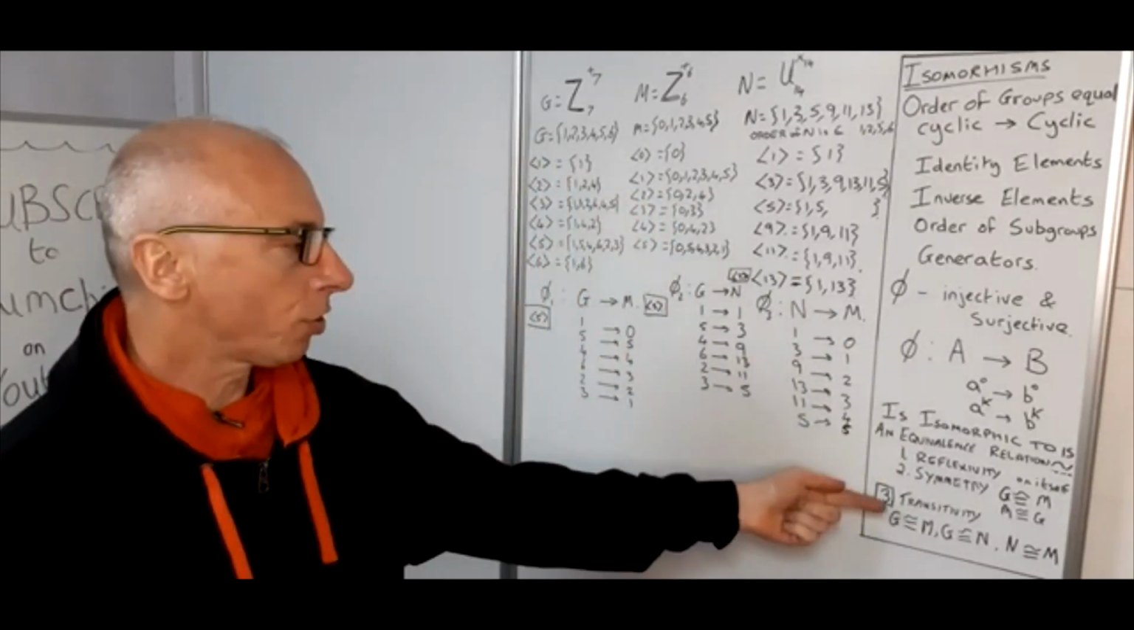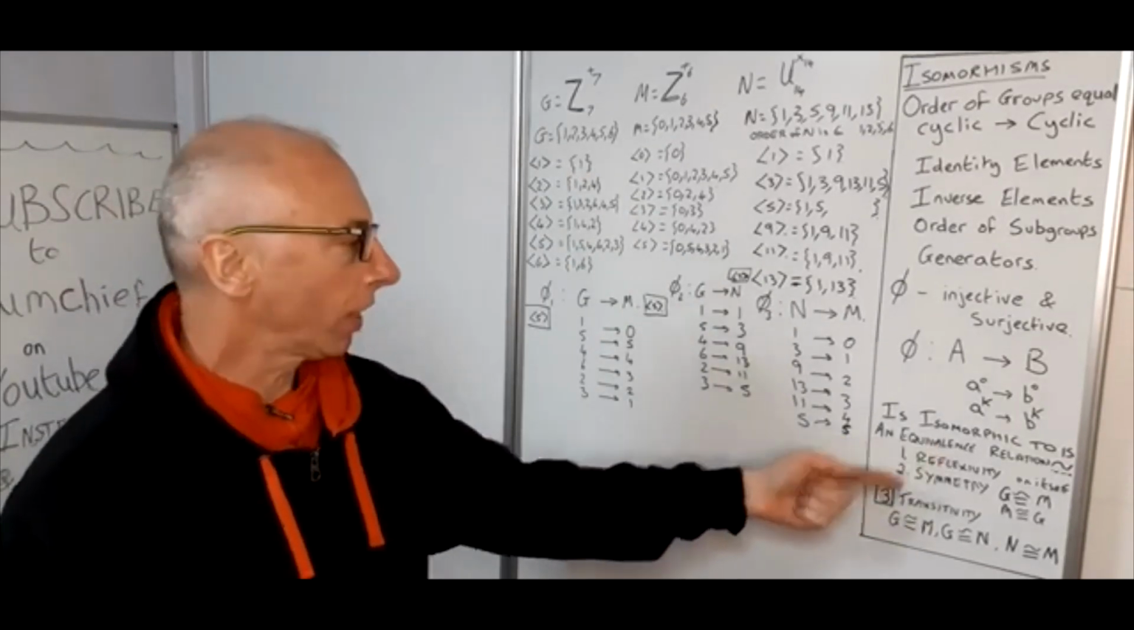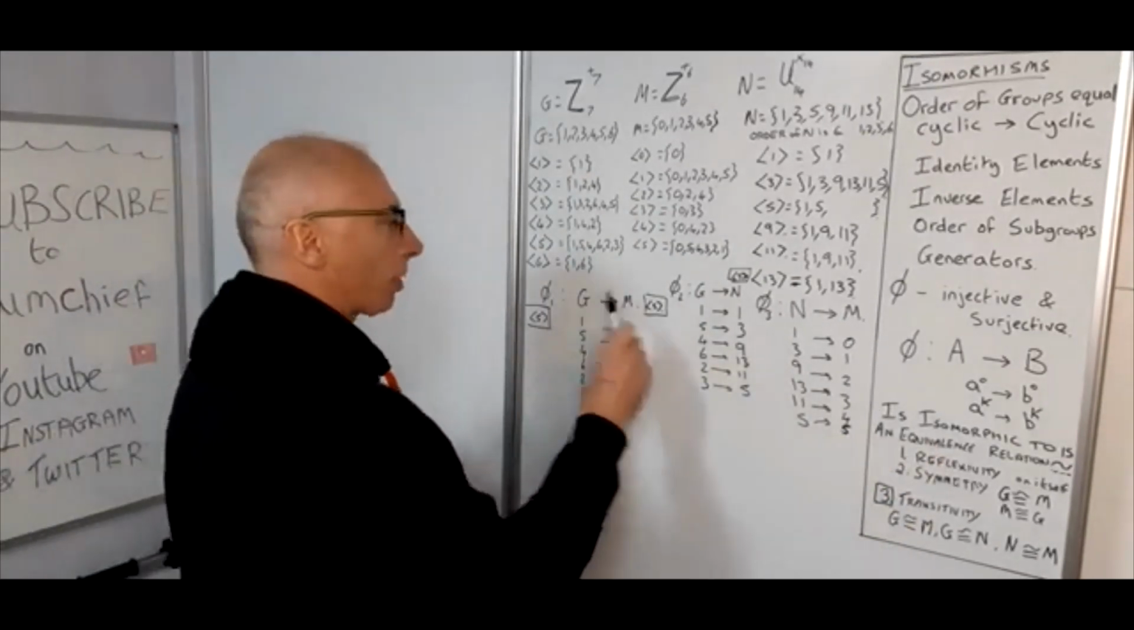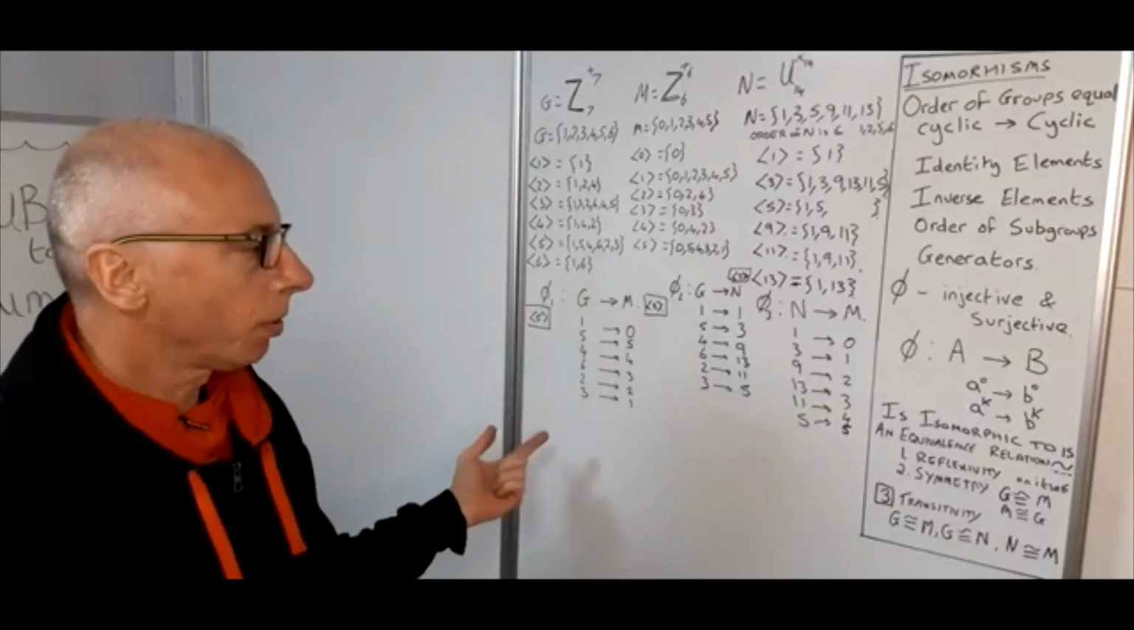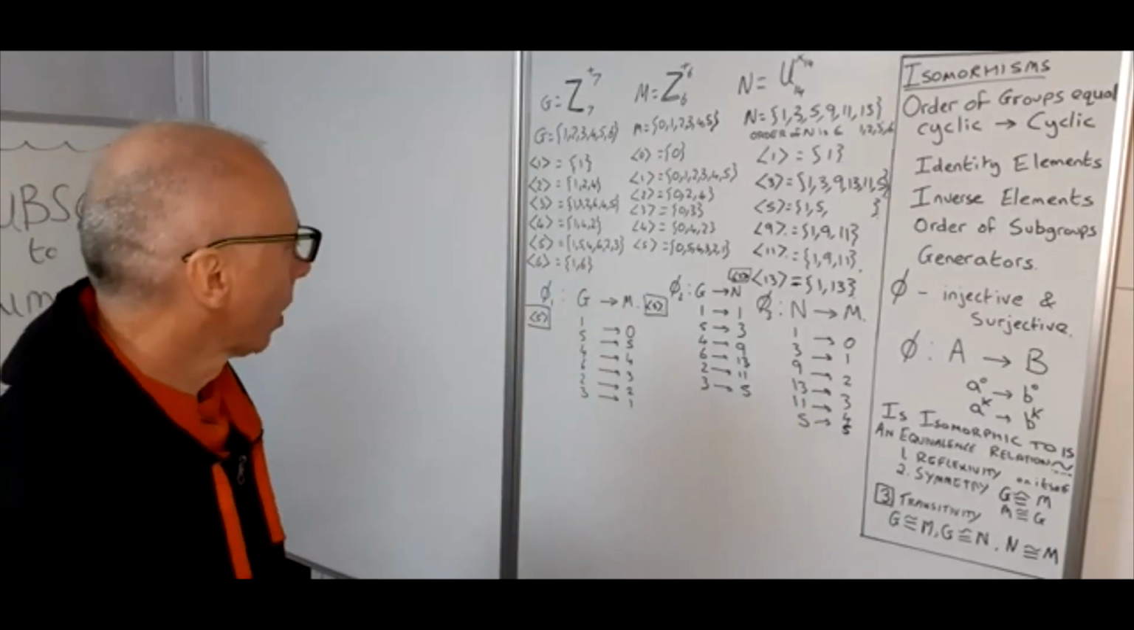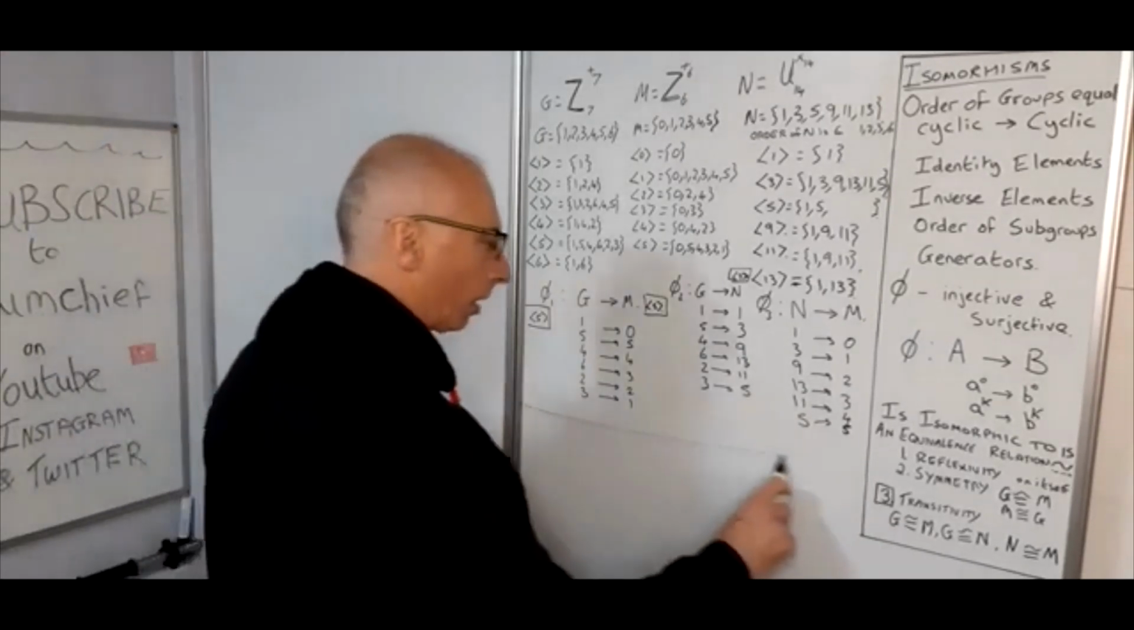So now we've proved the transitivity rule for an equivalence relation, and these are the corresponding isomorphisms that we've produced to show that it exists. Okay, there we go.